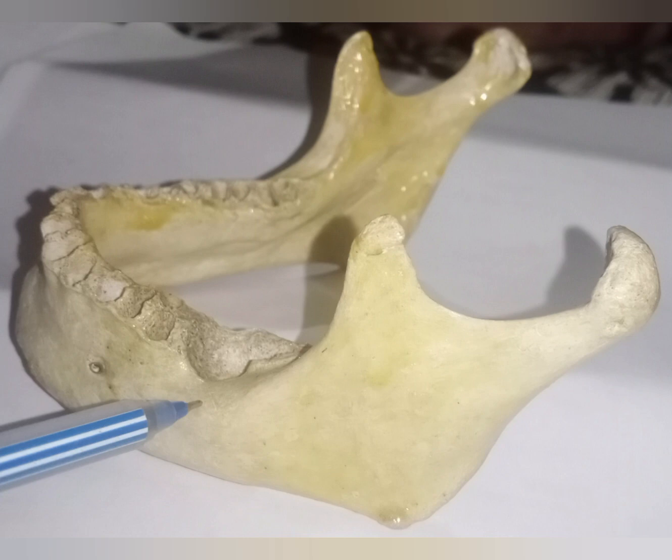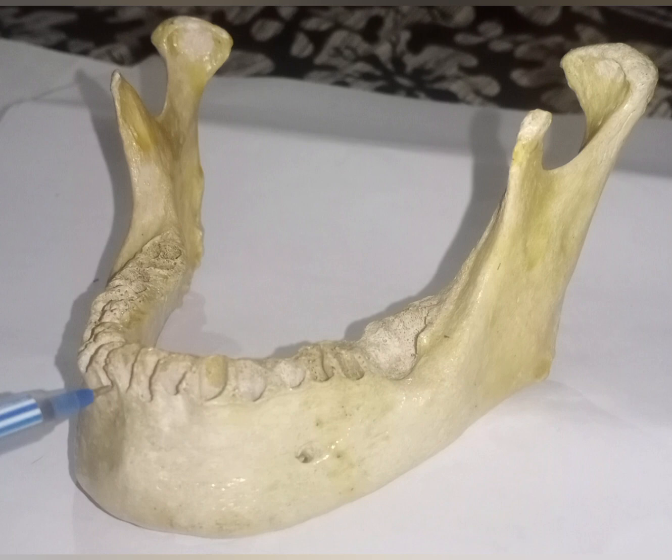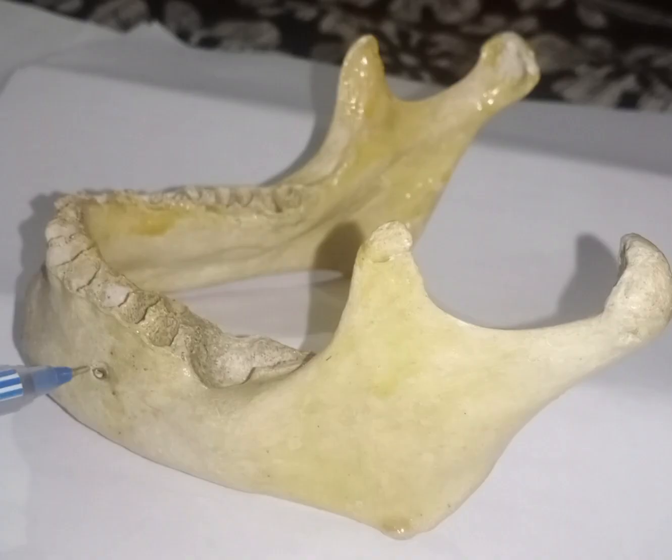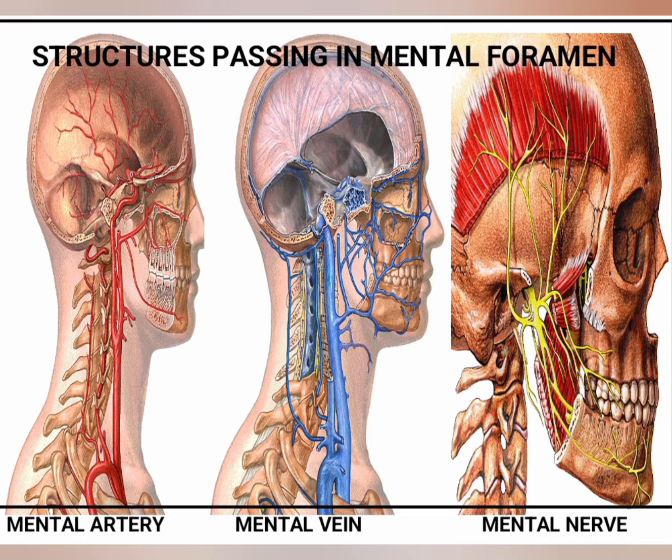External surface presents a line called the external oblique line. External surface presents the incisive fossa below the incisor teeth. External oblique line gives origin to buccinator muscle, depressor labii inferioris and depressor anguli oris. The incisive fossa gives origin to mentalis and the orbicularis oris. External surface presents a foramen called the mental foramen. The mental foramen transmits the mental nerve, mental artery and mental vein.